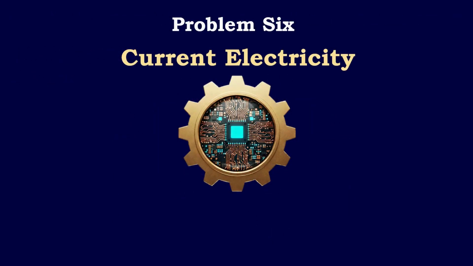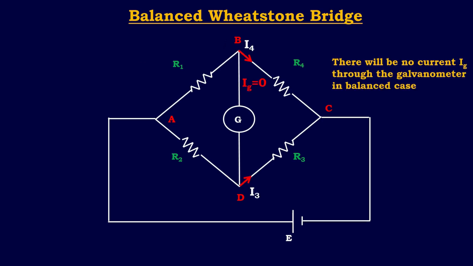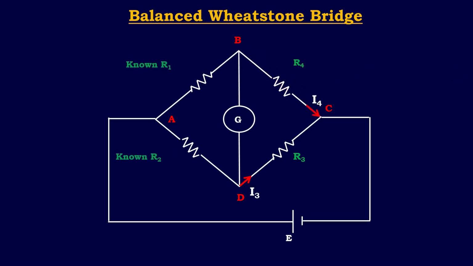Let's get started. The key to solving this problem lies in understanding the Wheatstone Bridge. So first, let's quickly revise the condition for a balanced Wheatstone bridge. Look at the current coming from the battery in this balanced Wheatstone circuit. It enters the bridge at point A and splits into two parts. One part flows towards B, the other flows towards D. If the bridge is balanced, then at points B and D, the current does not split further. Instead, both currents continue forward independently, as if there is no connection at all between B and D.